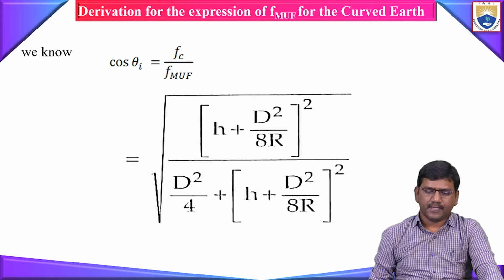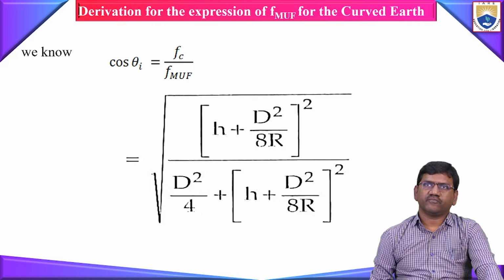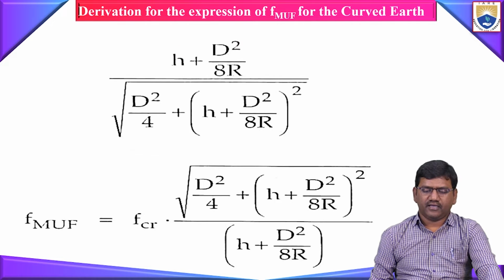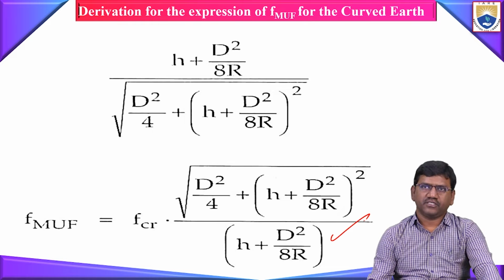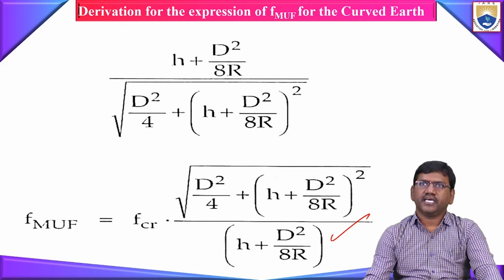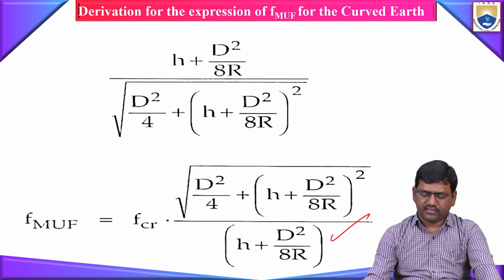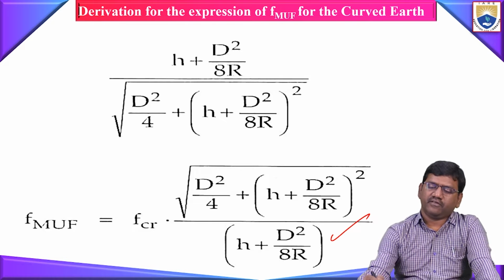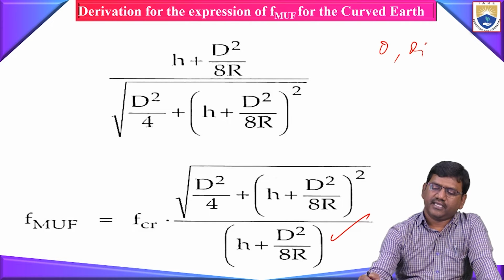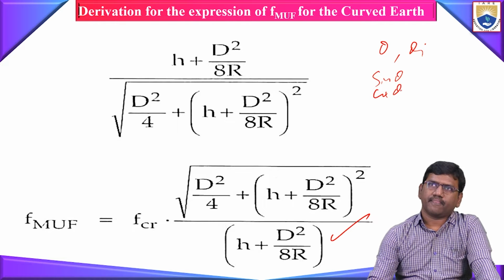So cos theta is equal to fc by f MUF, and we know that f MUF is equal to fc into root of (d square by 4 plus (h plus d square by 8r) whole square) by (h plus d square by 8r). So from the figure we have determined the value of theta and theta i. We also determined the values of sin theta and cos theta.